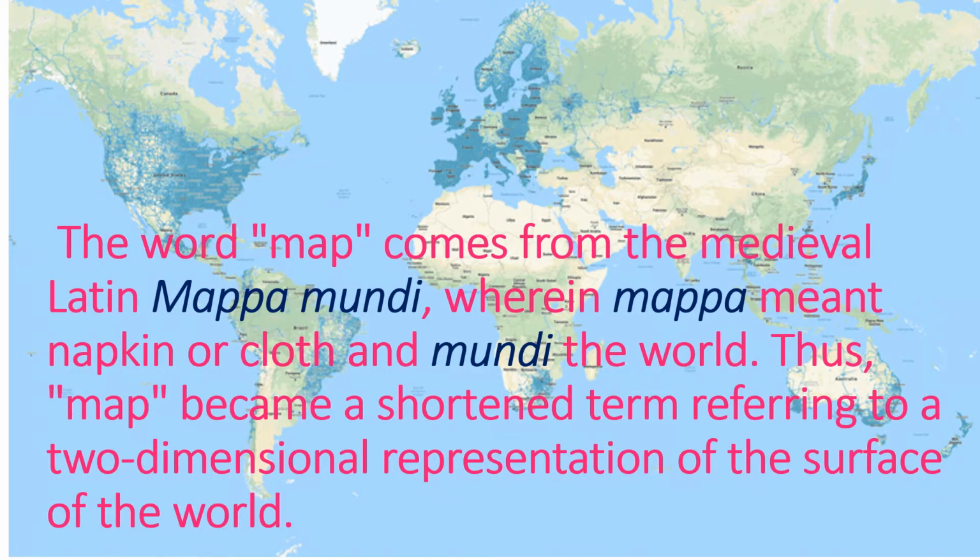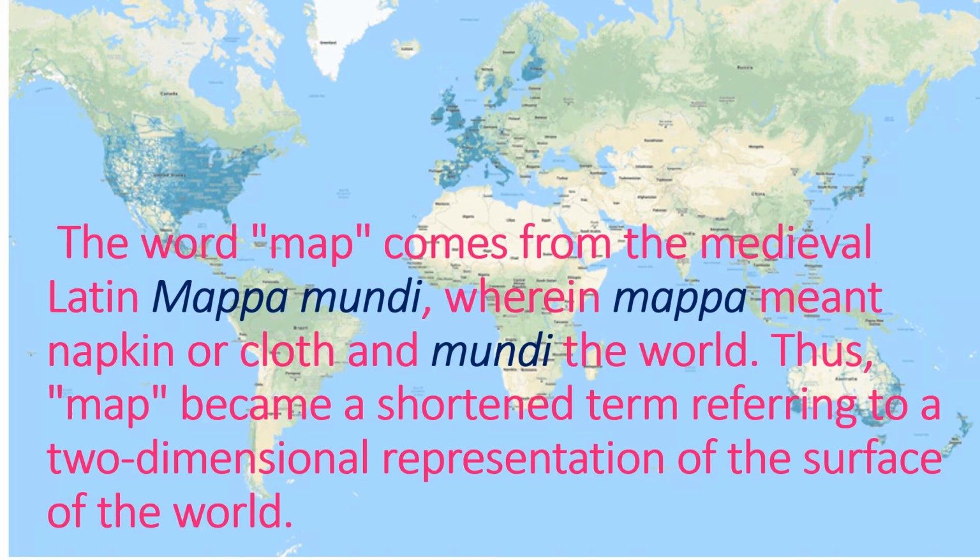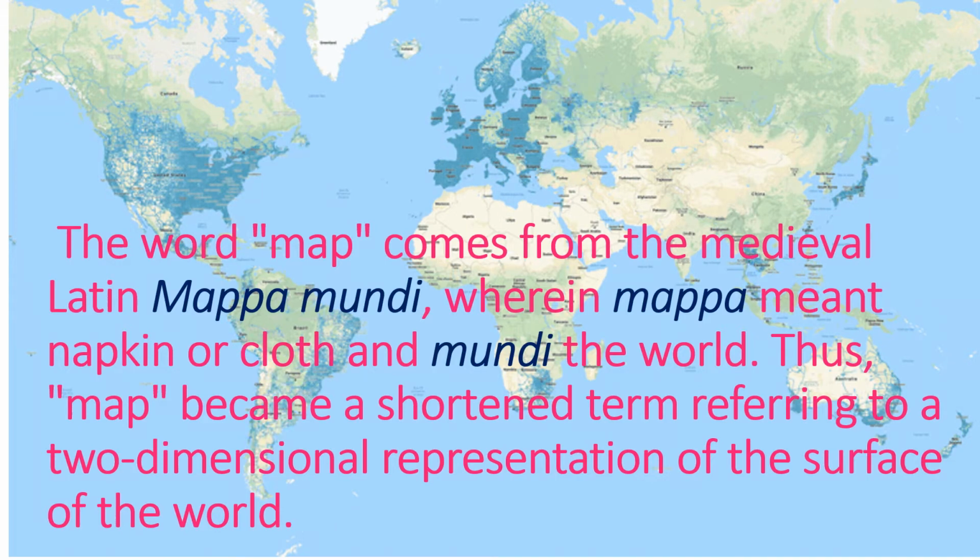The word map comes from the medieval Latin mappa mundi, wherein mappa means napkin or cloth and mundi means the world. Thus, map became a shortened term referring to a two-dimensional representation of the surface of the world.